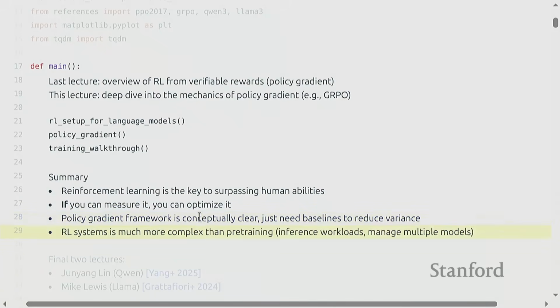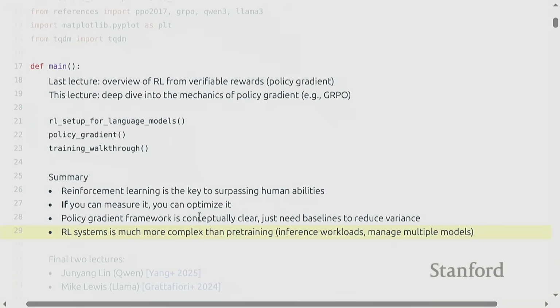And that's one thing that we didn't talk about, which I think is actually important, and maybe next year I should try to do a bit more of this, is that building RL systems and scaling is actually much more complicated than pre-training. The reason is that you have to do inference, and inference is its own can of worms. You also have to manage multiple models. So you have the policy you're training, and if you have PPO, then you have the critic.